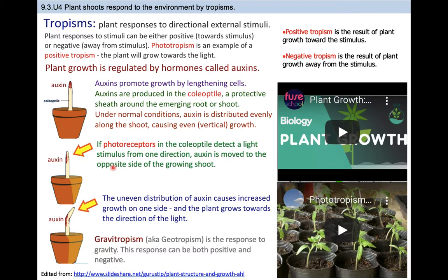Now we have an uneven distribution of auxin. So obviously the side that has auxin, you're going to see more cell elongation, whereas the side that does not have auxin, you're not going to see that. So as a result, the auxin elongates the one side and the other one stays. So this causes the stem to actually bend towards the light.